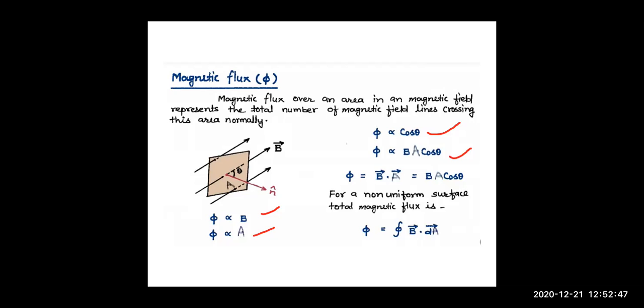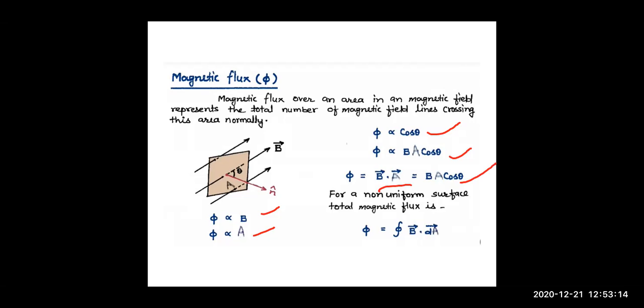And if we remove the proportionality sign, a constant will appear, and in SI units, the constant value will be 1. So you will get phi equals BA cos theta. Cos theta, we know, is a dot product, so it would be B dot A. So phi equals B dot A, which equals BA cos theta. This is for a plane uniform surface, right?